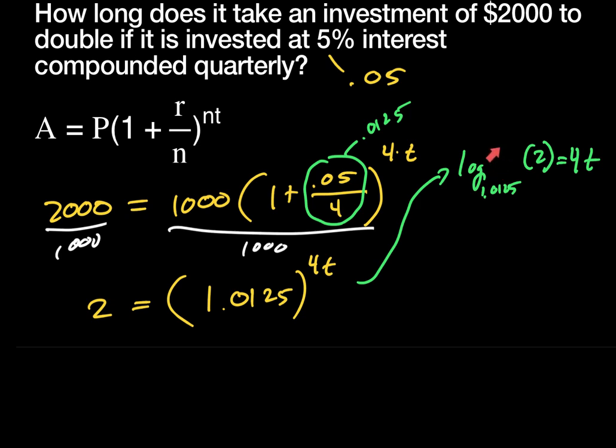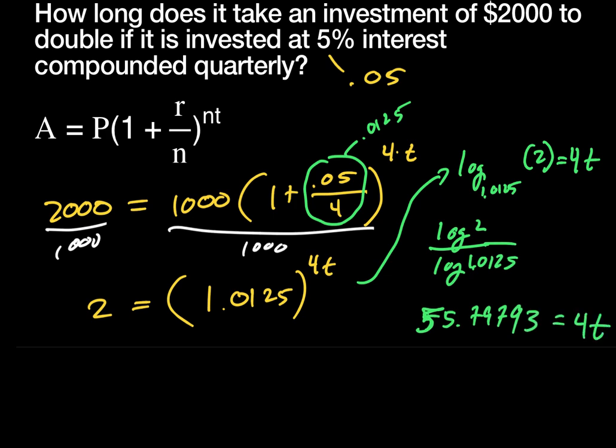And all this here on the left side is just a number. No longer have variables there, so I'm going to make that into a number using the change of base. So I'm going to do the log of 2 divided by the log of 1.0125. If I do that on my calculator, what is the log of 2? 0.30103. I'm going to divide that by log of 1.0125, equals 55.7976. It would be a good idea to verify that you got that same number in your calculator. Equals 4t.